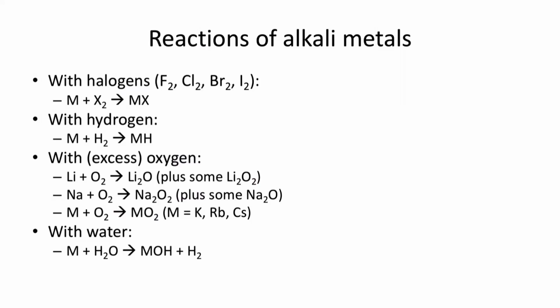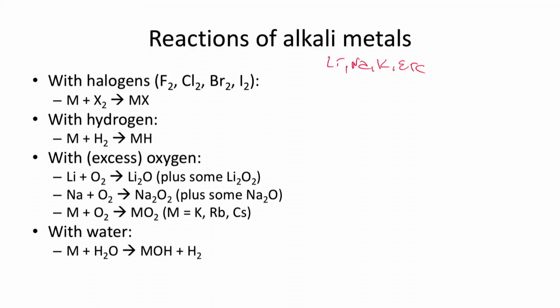Okay, so let's start out by looking at different parts of the periodic table and seeing how different elements in the periodic table are known to react with each other. So let's start out by looking at alkali metals. Alkali metals, remember, are things like lithium, sodium, potassium, etc. Alkali metals can react with a number of different substances.